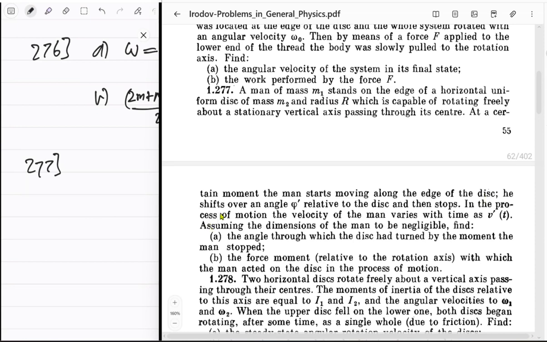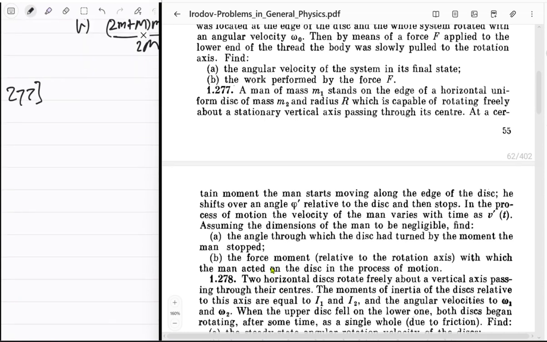Anything about uniform motion? Something, he shifts over an angle of phi to the axis and stops, the process of motion. Well, no, nothing's given about uniformity. So how am I supposed to do this? The b part would be not doable because I don't know how v changes with time. So then how do I do this? Or do they just want the total? Yeah, I think by the moment, they want the angular momentum that changed or something like that, right? I guess. Yeah. Okay, fine.